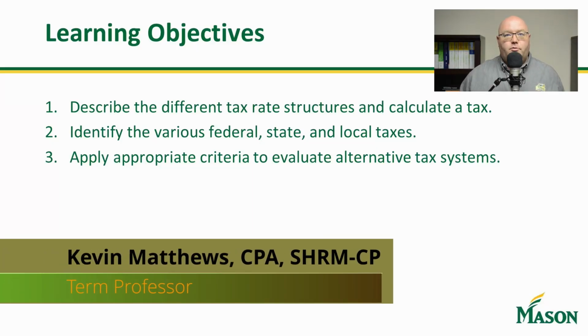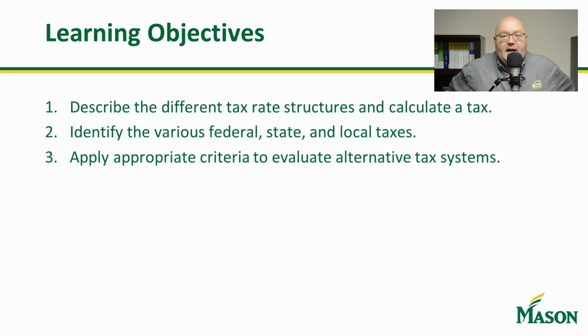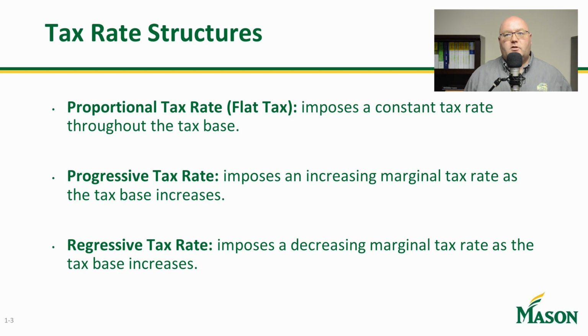Okay, so our learning objectives today are to describe the different tax rate structures and calculate tax, identify the various federal, state, and local taxes, and then apply criteria to evaluate alternative tax systems. All right, so there are basically three different types of tax rate structures, and contrary to popular belief, we actually have all three of these in the United States.